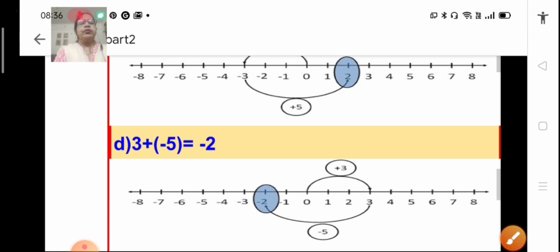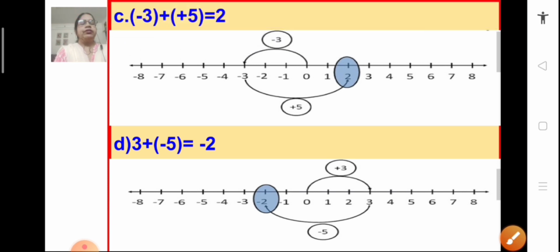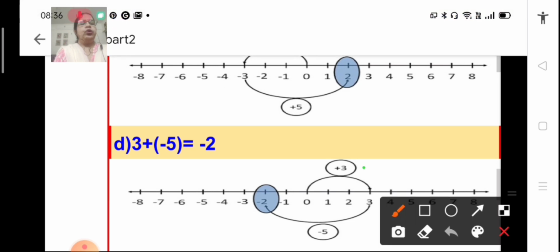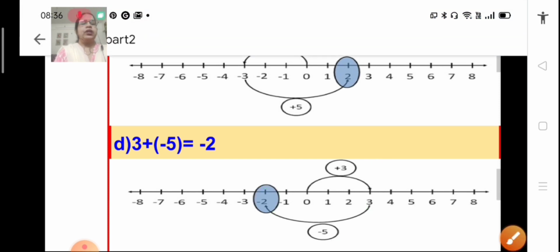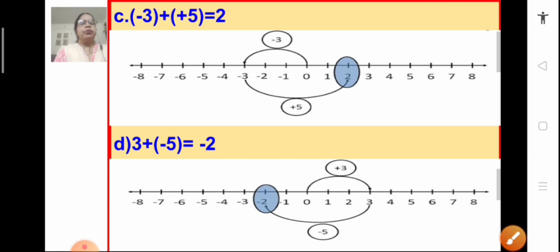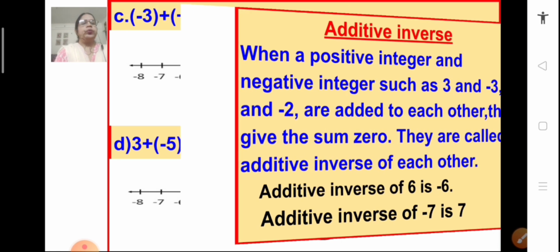Next example also, we have 3 plus negative 5. So for 3, from 0 we move to the right to get positive 3, and from 3 we move to the left because it is negative 5. So we move to the left, and where do we reach? We reach negative 2 after taking 5 steps to the left. So 3 plus negative 5 is negative 2.